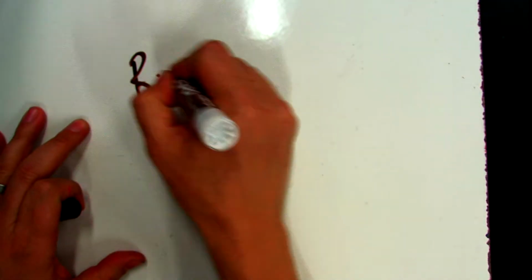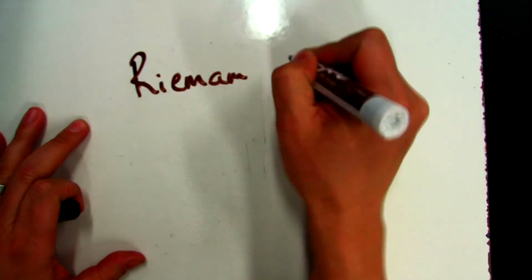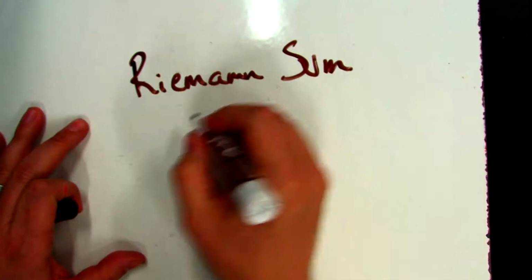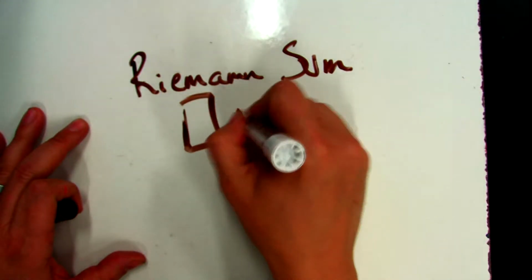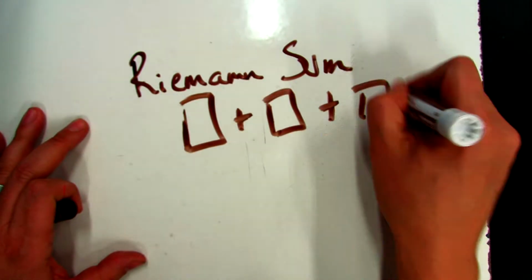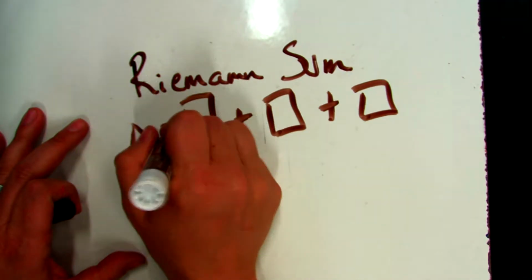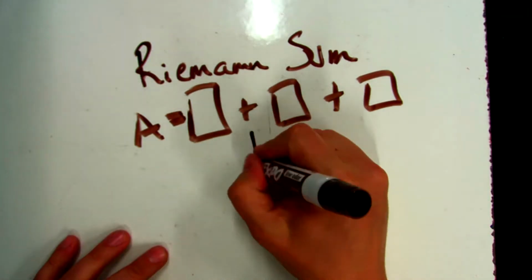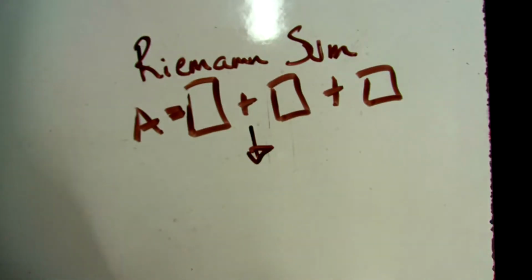Okay, in this video I'm going to walk you through the steps from the idea of a Riemann sum to the Riemann sum. That's what we get when we add up all those rectangles: rectangle plus rectangle plus rectangle, and we use that to approximate the area underneath the curve. I'm going to walk you through how we go from there to the definite integral.